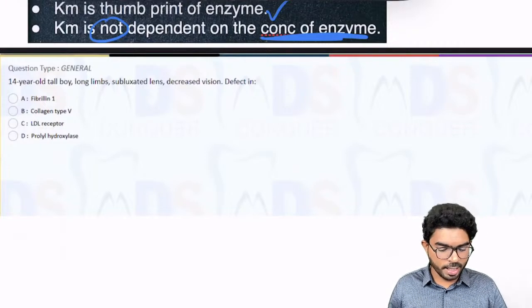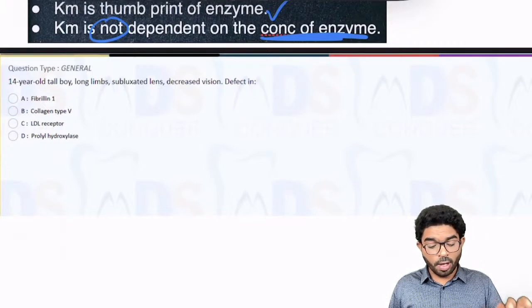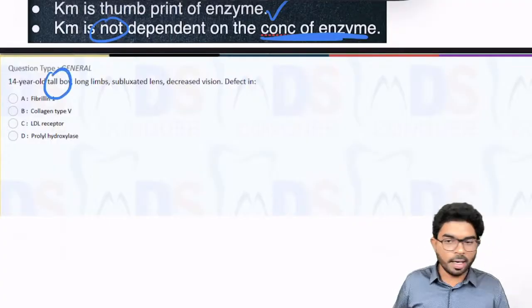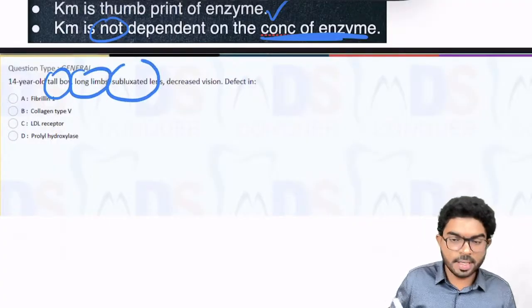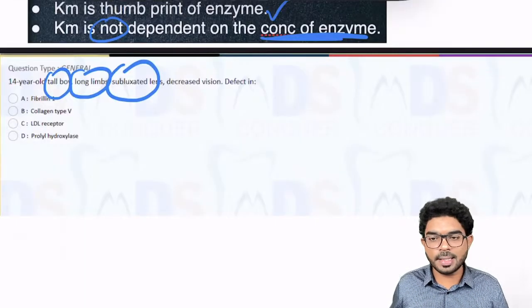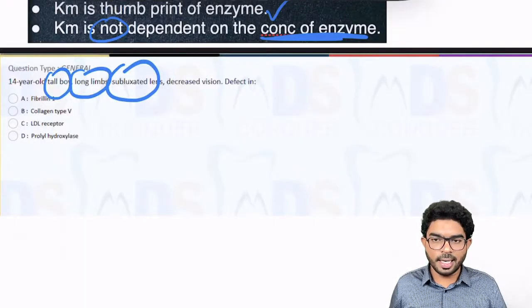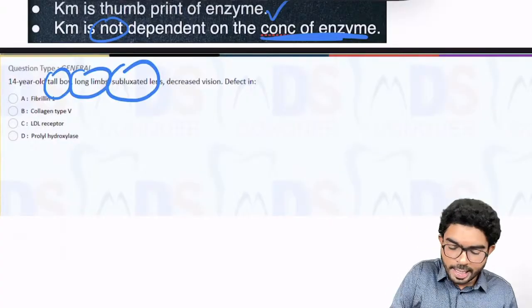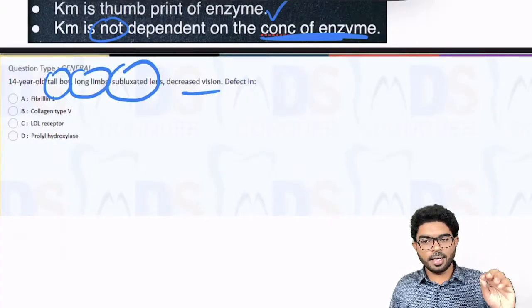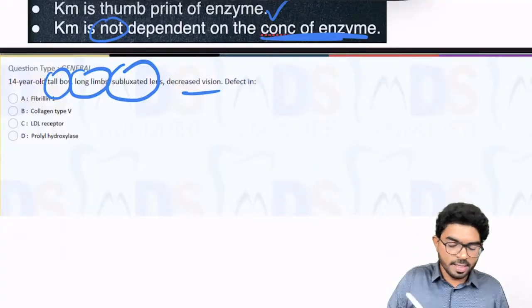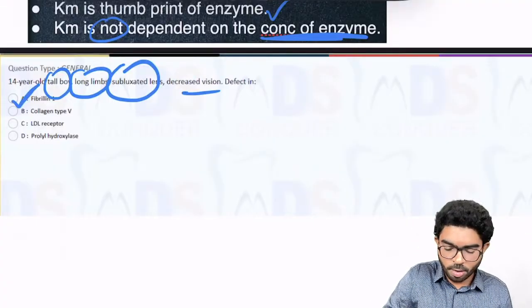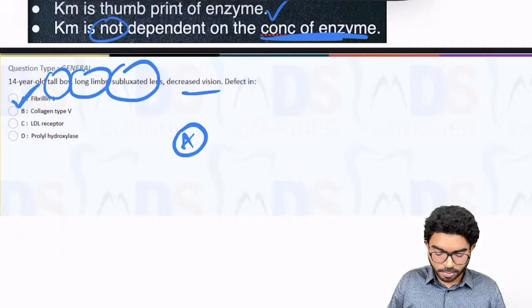Then the next question is a 14-year-old tall boy. I know only one thing related to a tall boy, tall limbs. We have discussed subluxation of lenses, and decreasing vision. The syndrome is Marfan syndrome, and the defect is in the fibrillin protein. That is option A, a straightforward question.